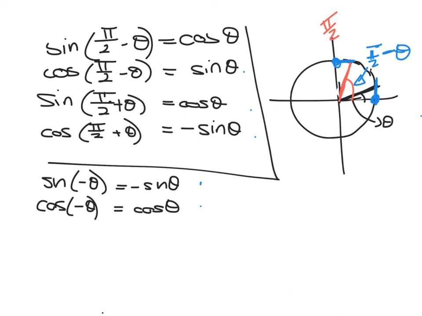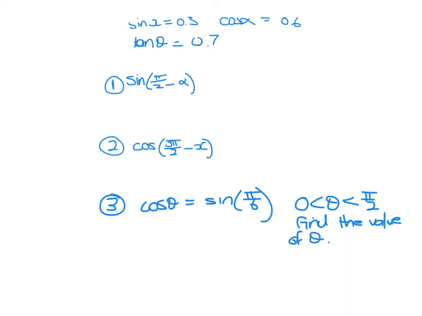So if we've got an example like some of the tricky ones from the question, we were given the following information. So here's some quick examples. That sine of pi on 2 take alpha. How are we going to do that? Well, if we look back at our identities, we know that sine of pi on 2 take an angle is actually equal to cos of that angle. So that's going to simply equal cos of alpha, which we know is 0.6.